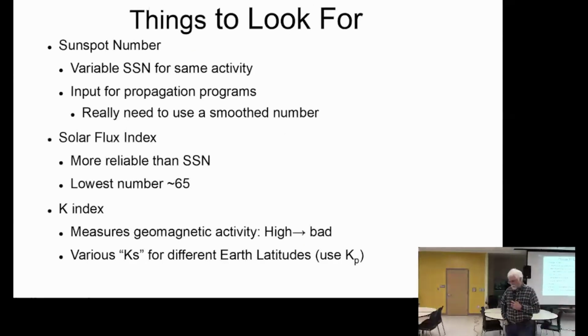So what do you look for when you're trying to figure out what the propagation is going to be like? The first thing is sunspot number, which is a poor number to characterize the solar activity. There's variable sunspot numbers for the same kind of activity. It isn't the best. You really have to use a smooth number because it goes up and down, which is mostly noise due to the way they measure it. And it isn't exactly the world's greatest measure.